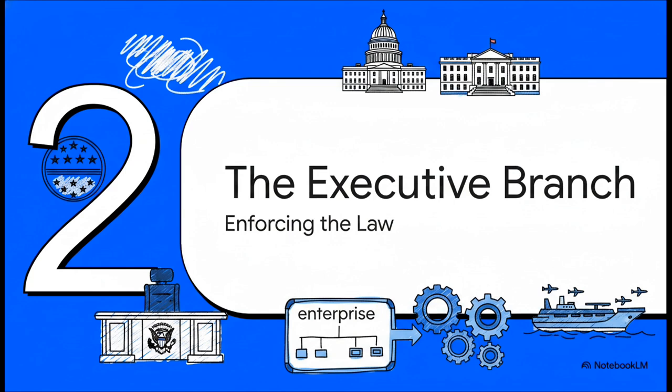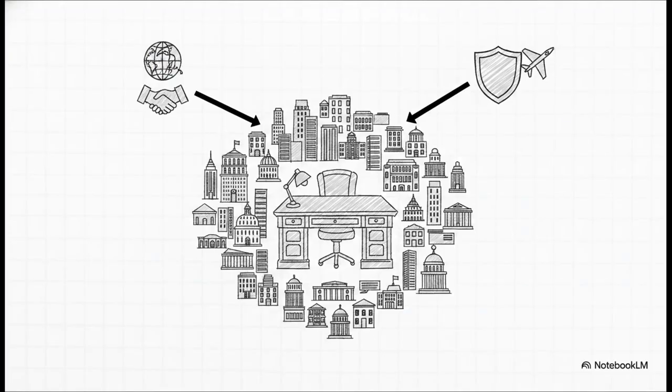Moving on to Section 2, the executive branch. Their main job, enforcing the law. Think of the president as essentially the CEO of a massive, massive enterprise. It's not just one person sitting alone in the Oval Office. It actually encompasses the vice president and a cabinet made up of 15 executive departments that employ millions of civilians.